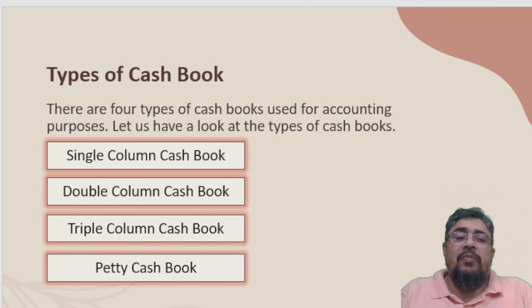The last type of the cash book is the petty cash book. Petty cash book, as the name suggests, is for very small transactions that take place in a general cash book. For this reason, it is maintained separately. Examples of such transactions are stationery, postage, food bills, etc.